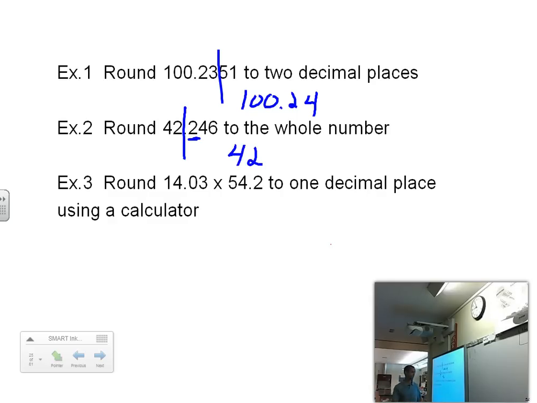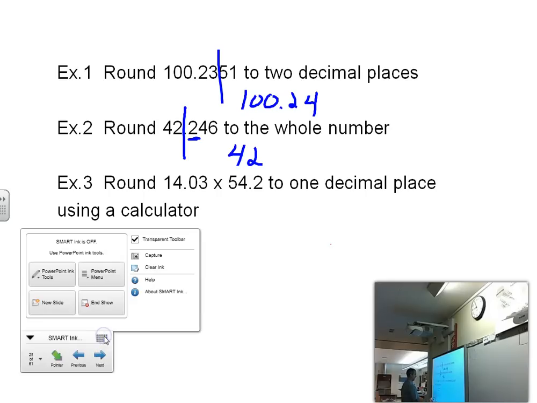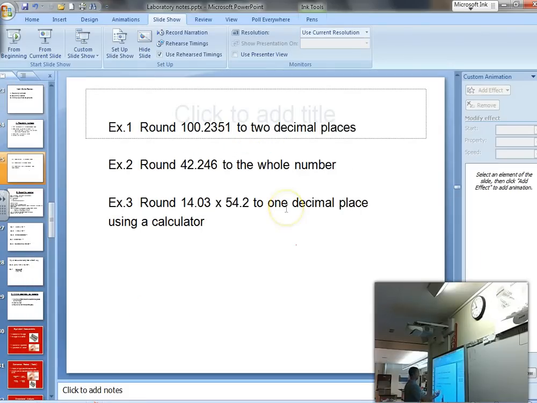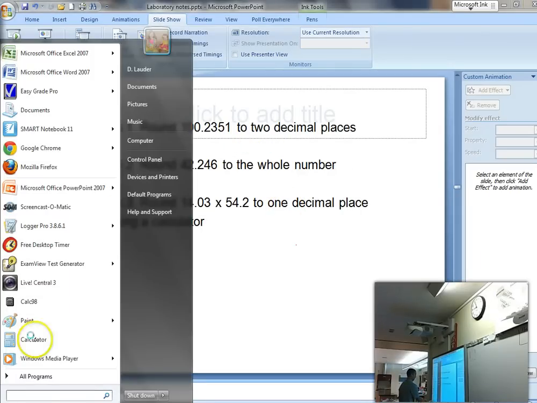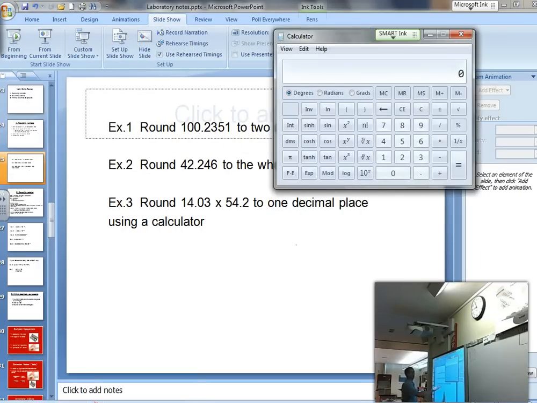Now we also want to get really comfortable using our calculators. So go ahead and pull out your calculator. We're going to do a couple calculations on our calculator. I'm going to pull up mine here. And my calculator should be right here. So go ahead and type it in. It says 14.03, so I type that in. And I'm going to times that by 54.2.